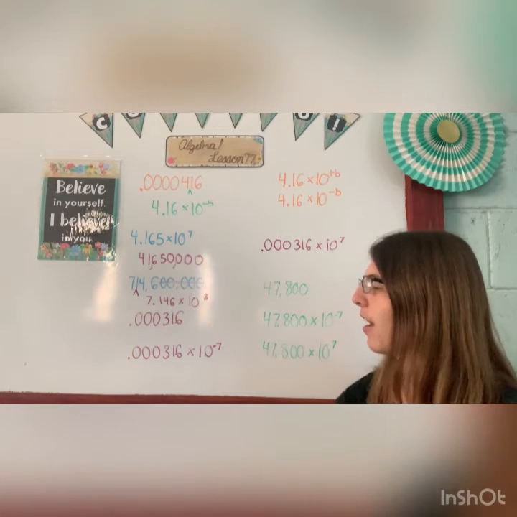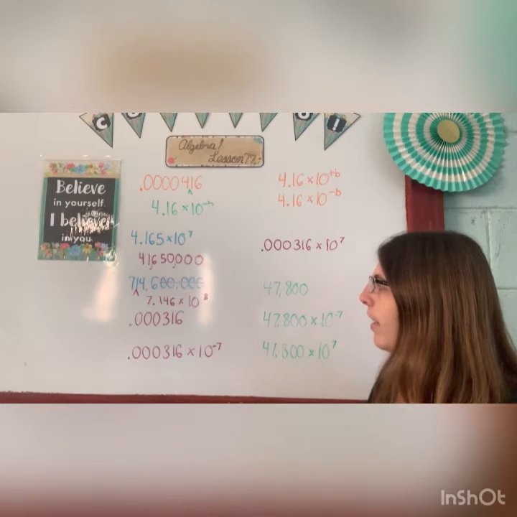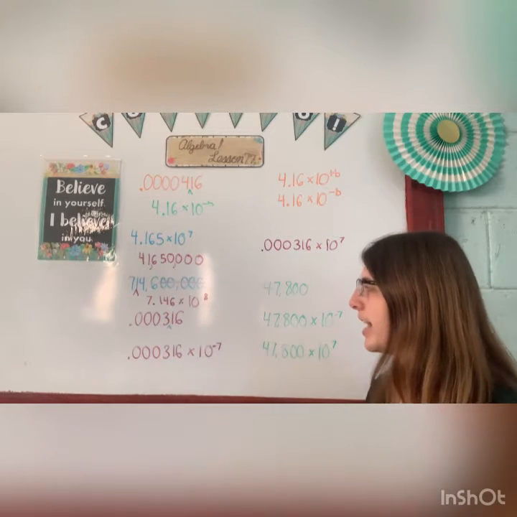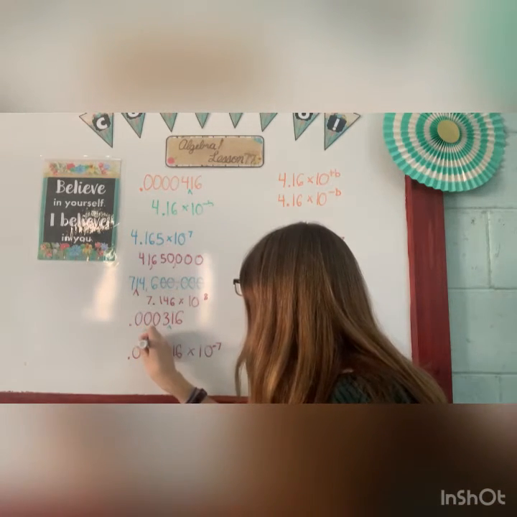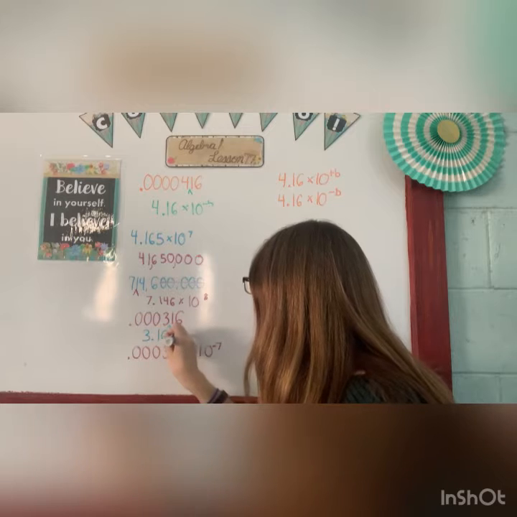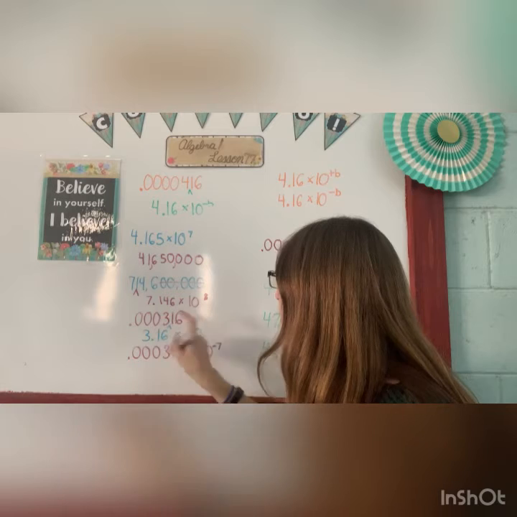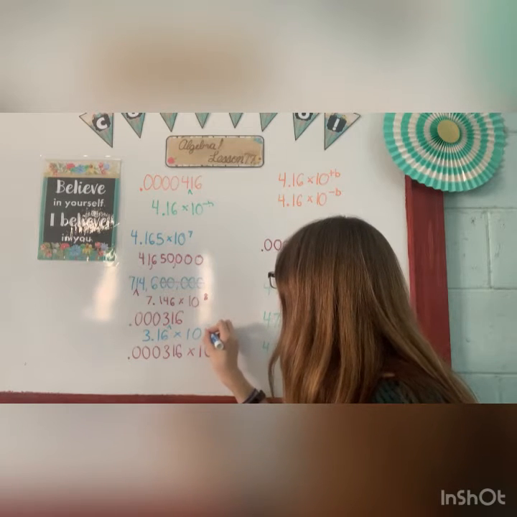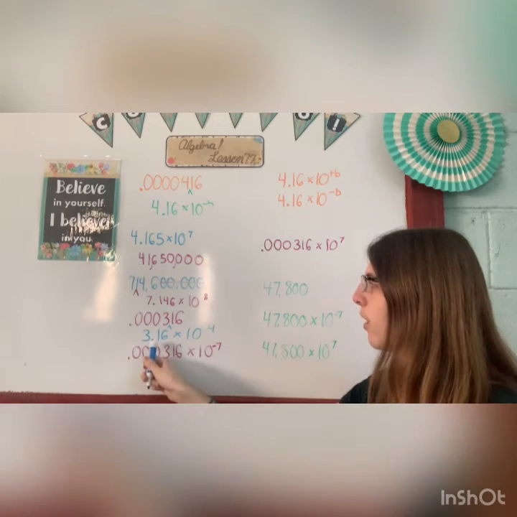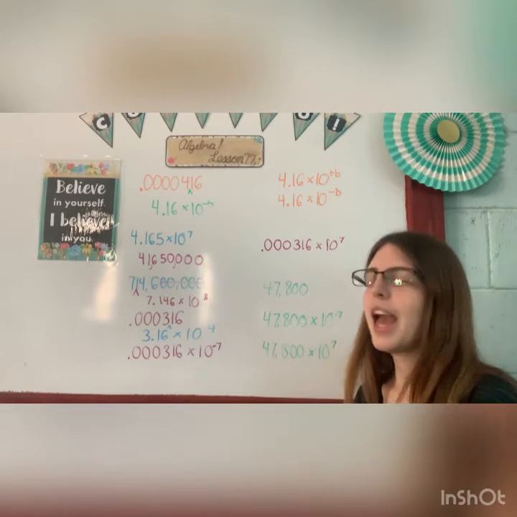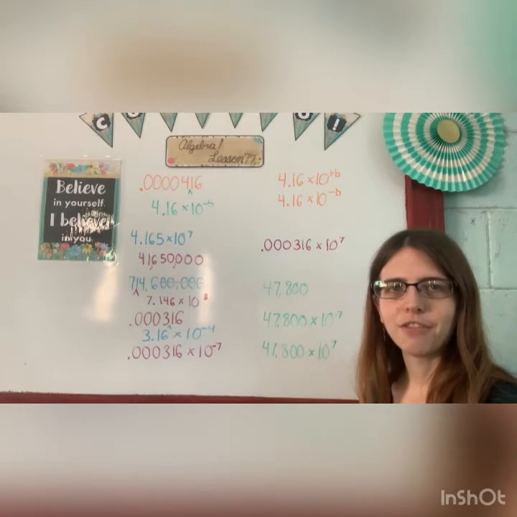Okay, let's try another one, 0.000316. Well, to write in scientific notation, I have to write it right here behind the first non-zero digit. So it becomes 3.16 times 10 to the, well, I moved it 1, 2, 3, 4 places. Now, my real decimal point, does it belong to the left or does it belong to the right? It belongs to the left, so I make my exponent negative.